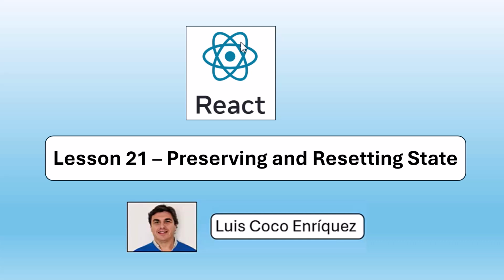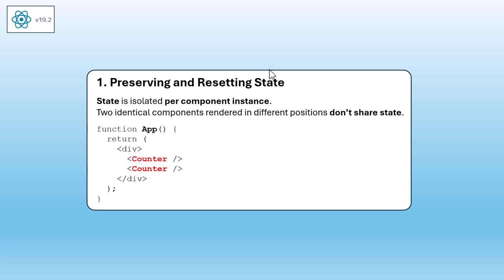Lesson 21: Preserving and Resetting State. 1. Introduction. State in React is isolated between components. React keeps track of which piece of state belongs to which component based on its place in the user interface tree. You can actually control when React should preserve a component's state and when it should reset it, depending on how components are rendered over time.